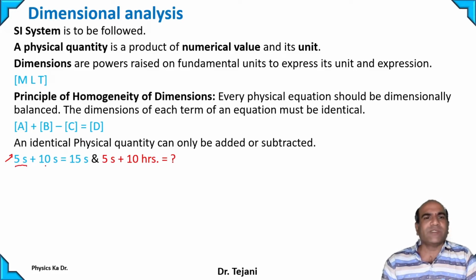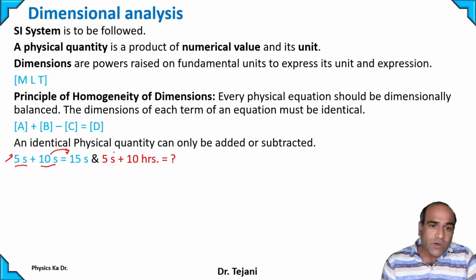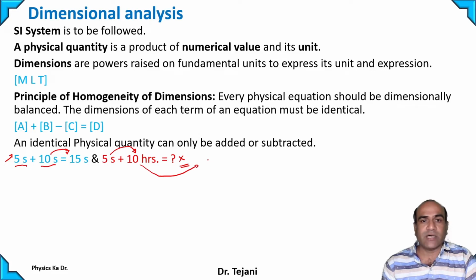If it is 5 second plus 10 second, if you want to add, yes, you can. So total becomes 15 second. But if I want to add 5 second plus 10 hour, directly it is not possible to add. We need to convert this 10 hour into second. How? 10 hour into minute, 60, into second, 60. So ultimately we'll have the solution 36000 plus 5. So that becomes the answer, right?